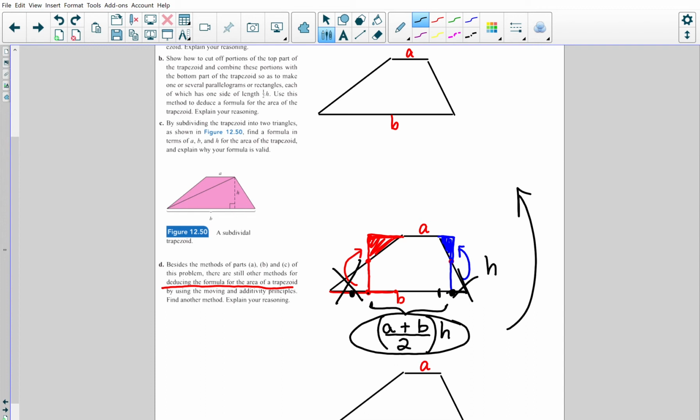I hope this helps. This is, by the way, not the only fourth method of finding the area of a trapezoid, but it's one of them, by considering the average length between A and B, and that's one of the ways that I always remember the area of a trapezoid. Hope that helps.